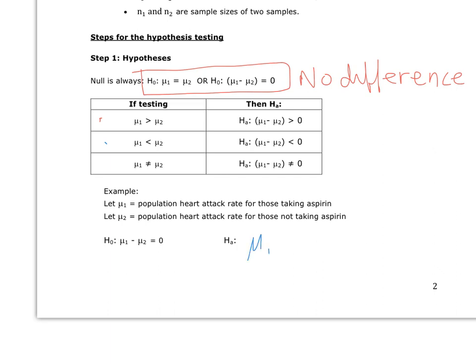So in our example, we want to test if mu1 is less than mu2. We can always start off by writing it that way, but then we want to write it in terms of a difference. So the alternate is the difference, mu1 minus mu2. If mu1 is less than mu2, then this difference is going to be less than 0. So that's our hypothesis for our example.